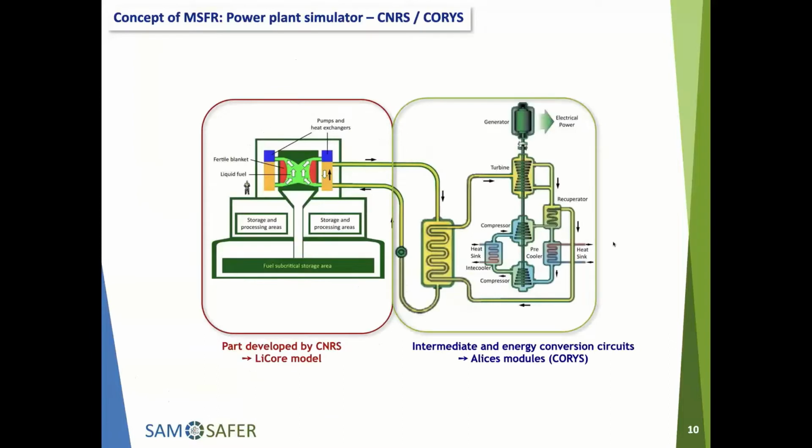So for the system codes, usually it's possible to split the system into different parts. The core, which is very specific with molten salt, with circulating fuel, and also all the parts on the right here with the intermediate circuit and the heat conversion circuit. In the LICOR modeling, there is a split between the core part and the intermediate plus energy conversion circuit, which is modeled with an ALICE module developed by Coris.